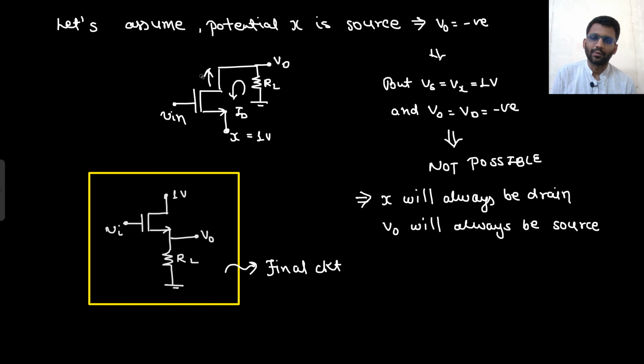Are you understanding this point or not? Did you get this point? I assumed that if X is source and V0 is drain, then V0 is becoming negative and X is at 1 volt potential, which is not possible. That's why V0 will always be source and X will always be drain. So this is how I made it, and this is NMOS. Since this is NMOS, the direction of current will always be from drain to source. One thing I also got to know is that V0 can never be greater than 1. So what is the maximum value of V0? 1 volt, right? That's it. The maximum value of V0 is 1 volt.